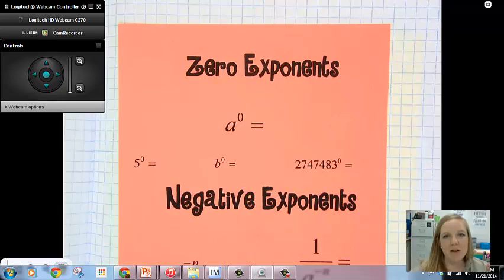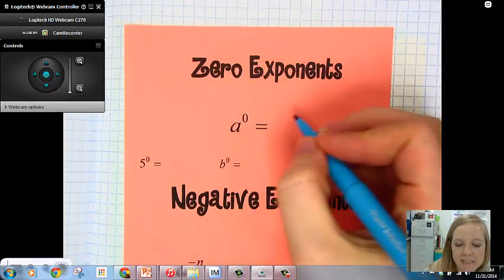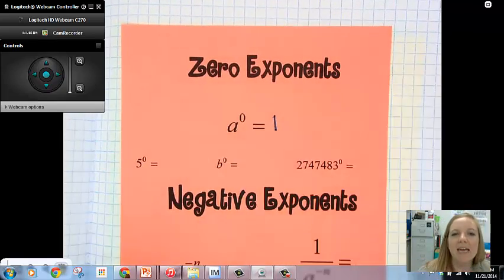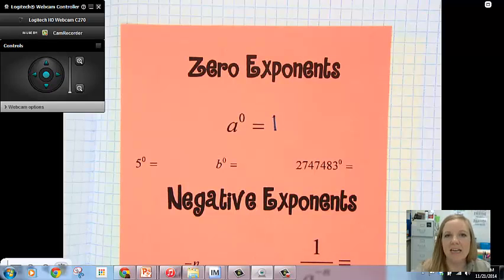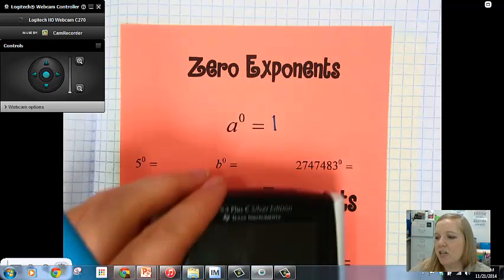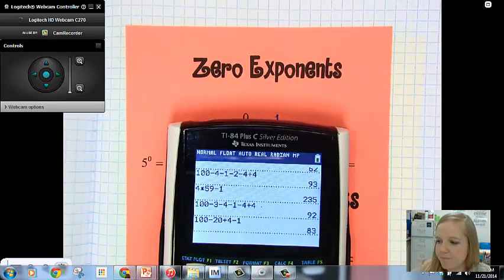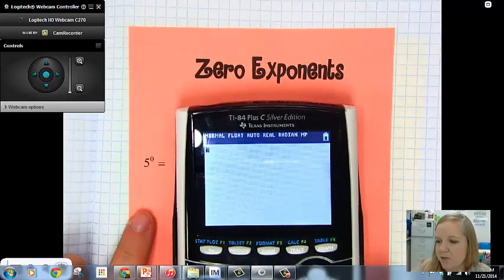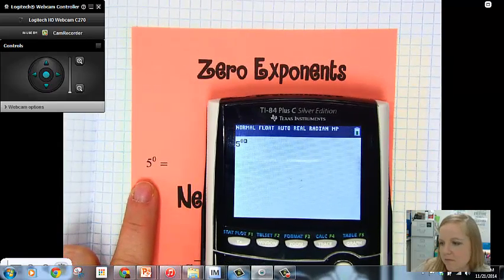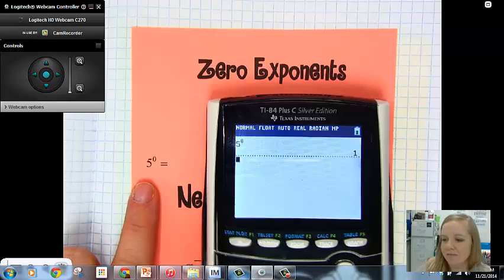A to the power of 0 is always equal to 1. Anything to the power of 0 is equal to 1. I can show you in my calculator. We can do 5 to the power of 0, 1.